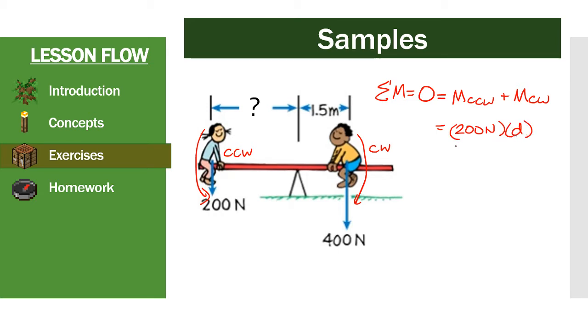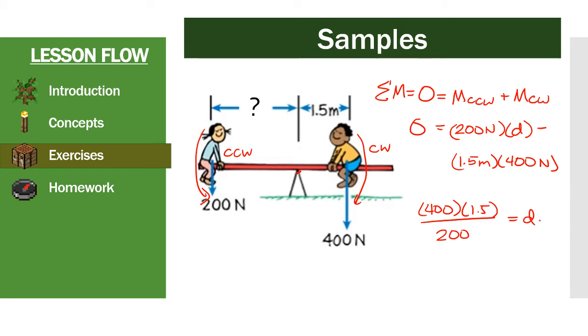Now, how about the clockwise moment? Well, we have this boy over here who is seated 1.5 meters away from the support and has 400 newtons of weight. And we know that to be negative, because it's clockwise. So we have 1.5 meters times 400 newtons, and we know all of that to be equal to zero. Now, I think you can rearrange this simply in order to get D, and that will be 400 times 1.5, and you can put that to the other side, divided by 200 newtons should get you the distance required.